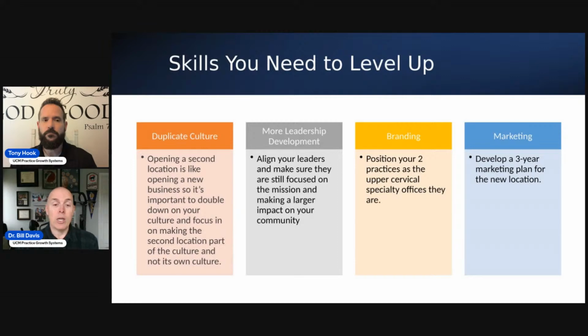You want 2 practices that have very similar branding, that have very consistent messaging to the community. Developing a 3-year marketing plan for that new location is really important, because you've got to think about it: it's a new practice. You've got to have new people coming into that new practice. And so developing a marketing plan to help you continue to grow into that second location is important.